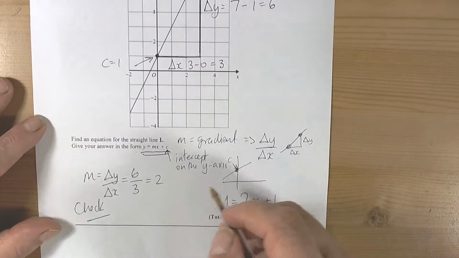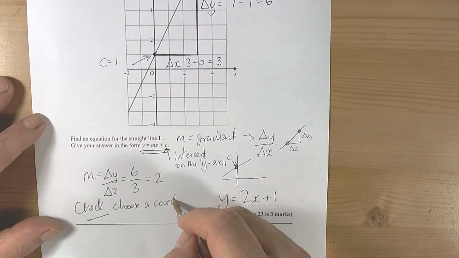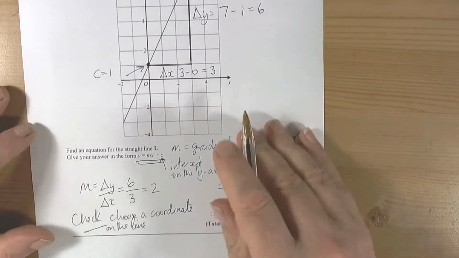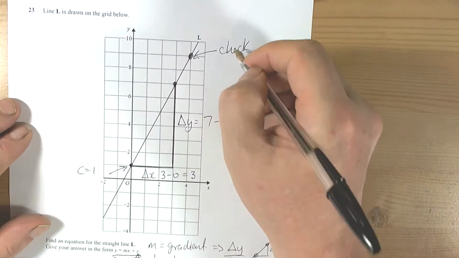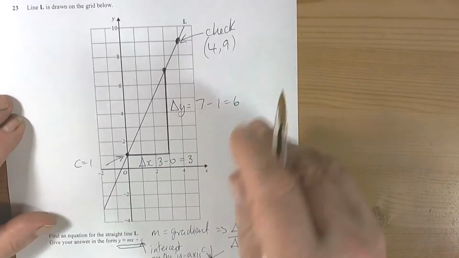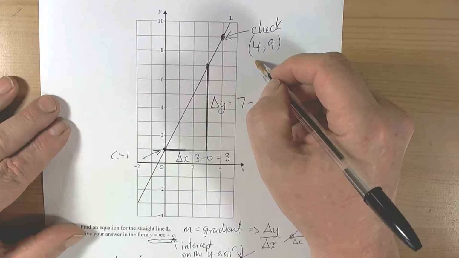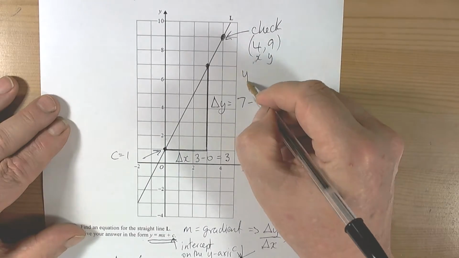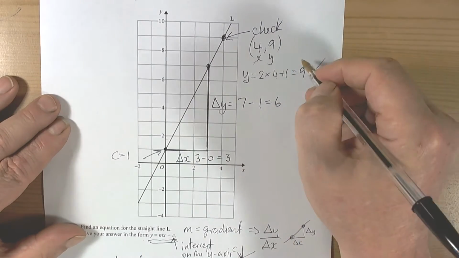Alright, so we check by choosing a coordinate on the line. Okay, so we're going to check the coordinate (4, 9). So the check means that's the x coordinate, that's the y coordinate. So the y coordinate is 2 times 4 plus 1, which equals 9. Correct.